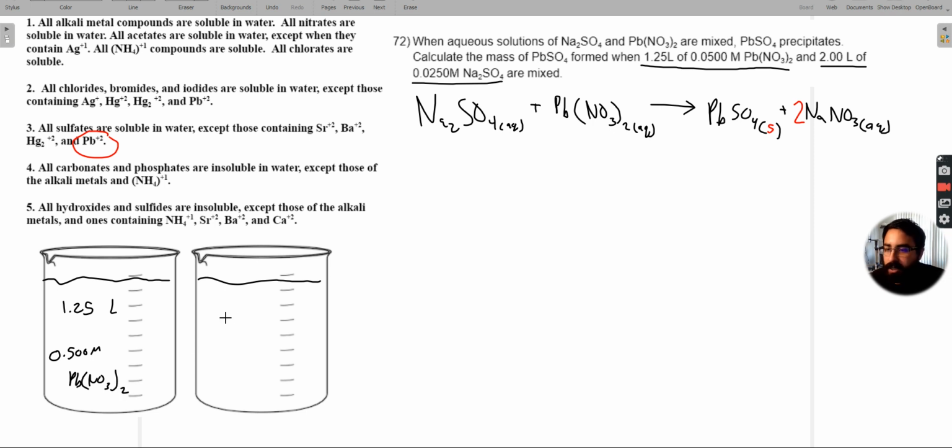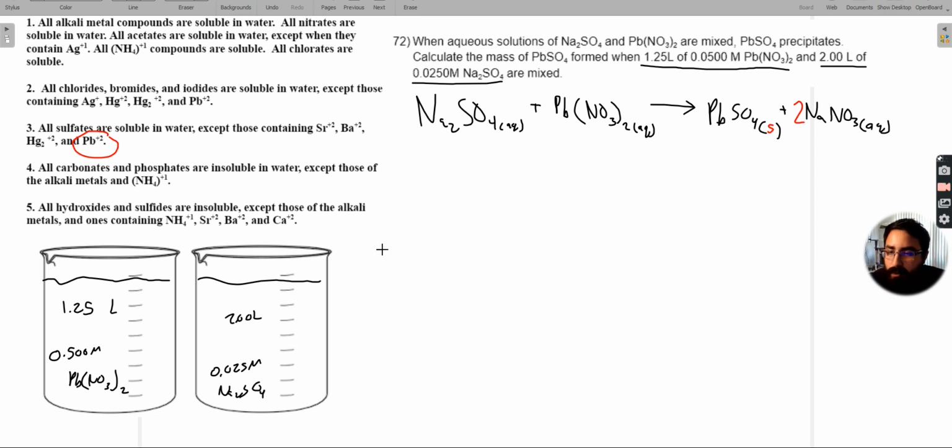And the other one is 2.00 liters of Na2SO4. And basically what happens is one of them gets poured into the other and the reaction happens. But this is four values. We got volume, moles, molarity. Let's simplify it and turn them both into moles.